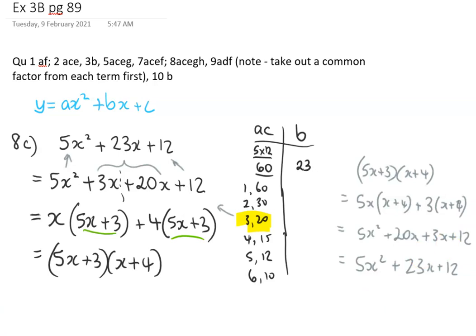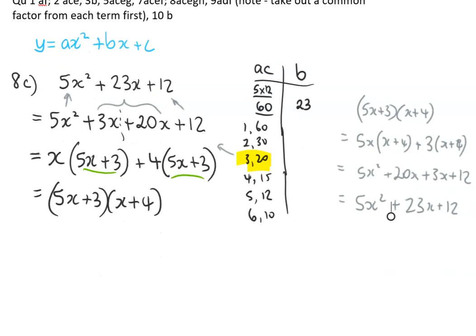There are a few more in question 8, but that'll do for the moment. They're all done exactly the same way. I'll just very quickly start you on another one. For example, you might want to look at h. So if I look at 8h, it says 5x squared minus 4x minus 12.